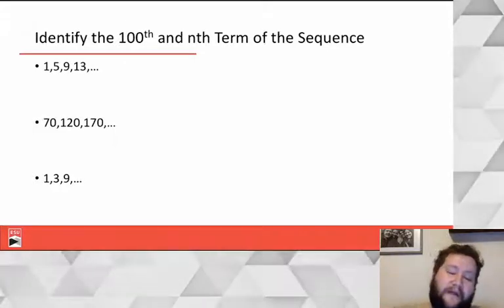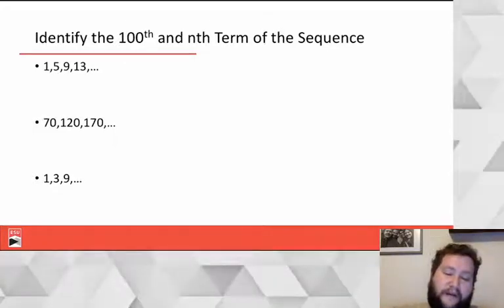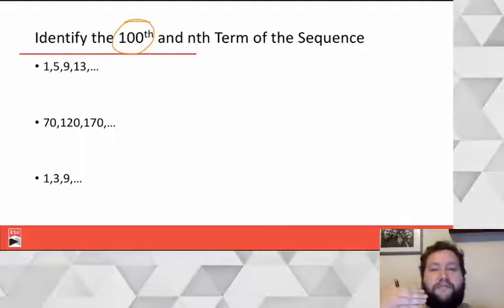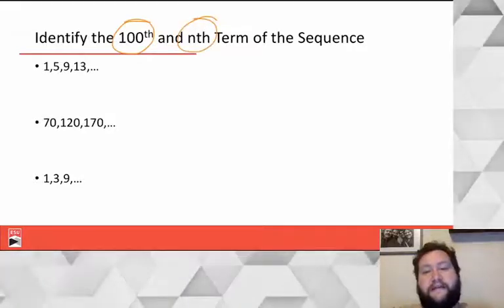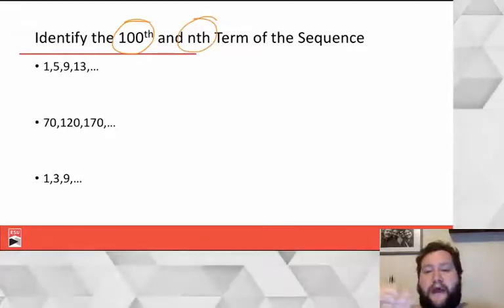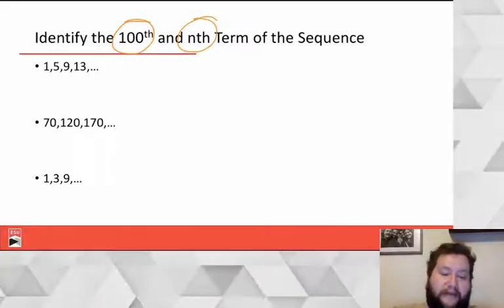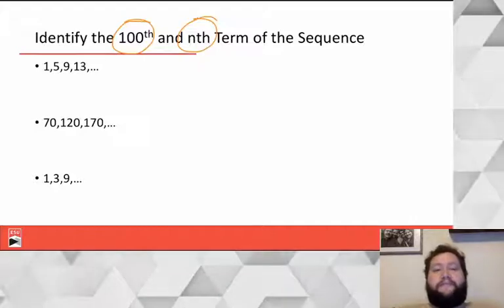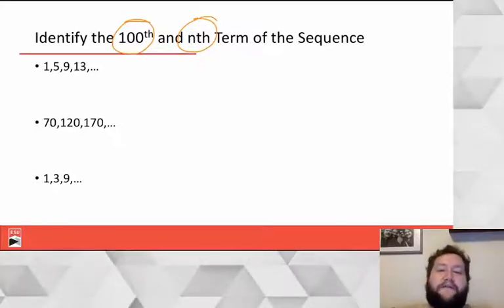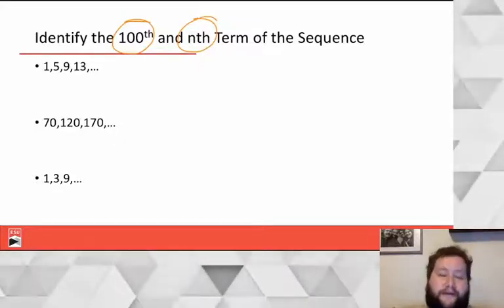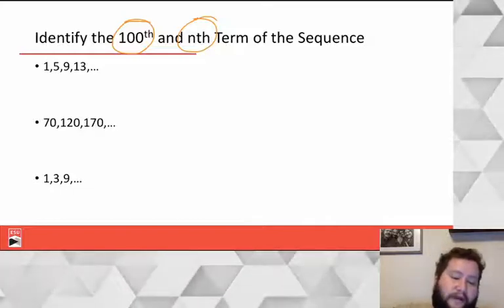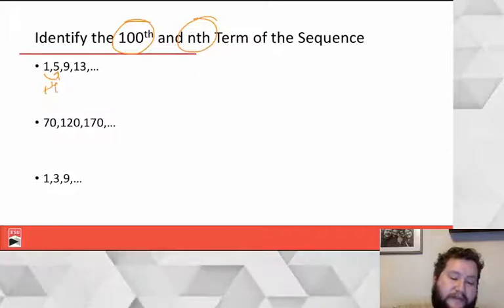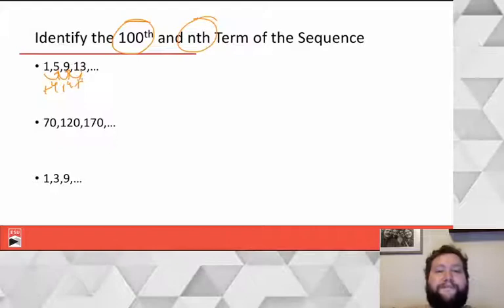And so here, I'm asking you to find the 100th number and the nth, because that's going to push you to think beyond just pattern, since I only give you the first 4 terms. You would have to write another 96 terms to get there. So let's see if we can figure out the pattern. From 1 to 5, what do we do? Well, we add 4. 5 to 9, thankfully we still add 4, and so on and so on.